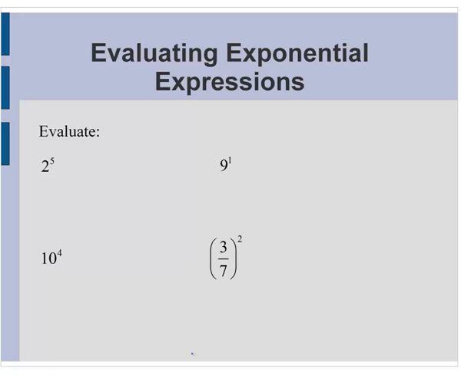So then how would we evaluate an exponential expression? Well, if we remember what the exponent means, then it simply becomes a repeated multiplication. So for example, 2 to the 5th power means the base of 2, 5 factors of 2. And now just simply go through the multiplication. 2 times 2 is 4, times 2 is 8, times 2 is 16, times 2 is 32.